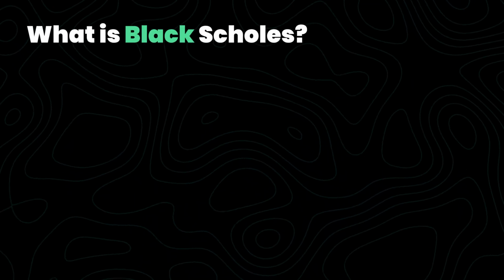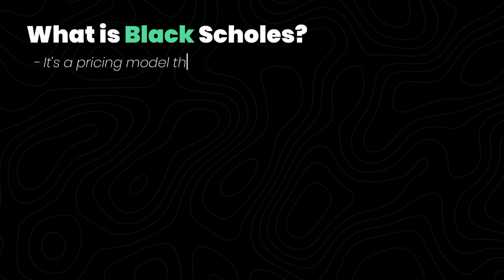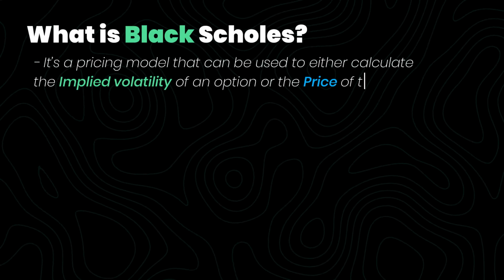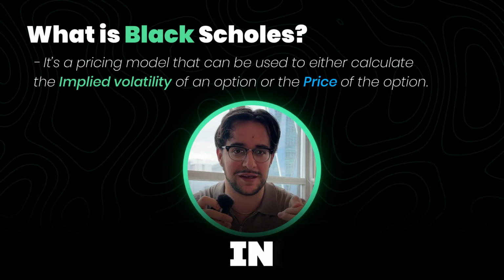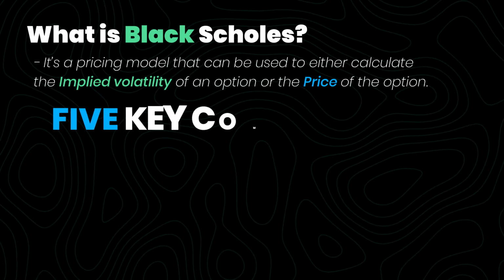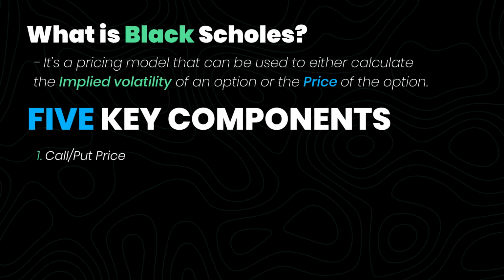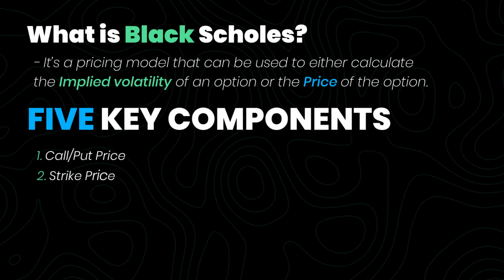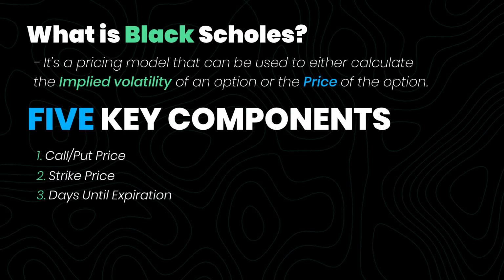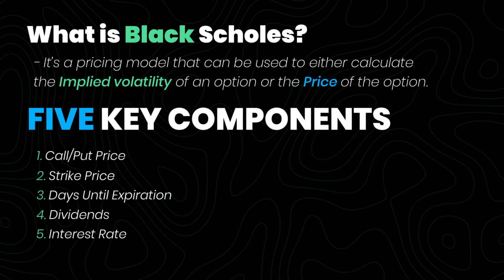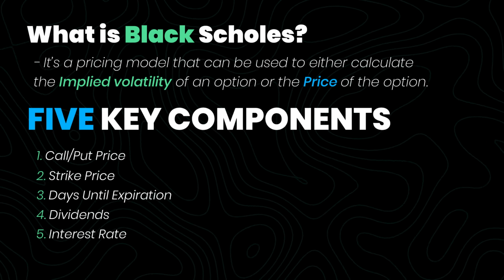So what is Black-Scholes? Well, basically, it's a pricing model that can be used to either calculate the implied volatility of an option or the price of the option. You can substitute in either of those variables. It really looks at 5 key components to do this calculation. It looks at the price or the implied volatility of an option, the strike price, the days to expiration, dividends if there are any, and the risk-free rate. And with those inputs, you can basically spit out either the price of the option or the implied volatility.